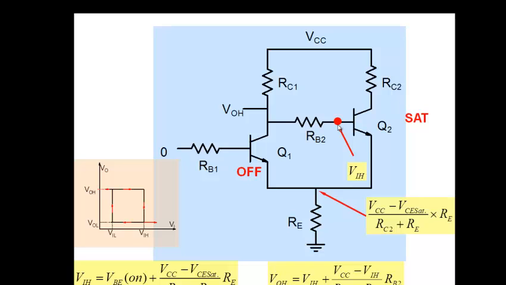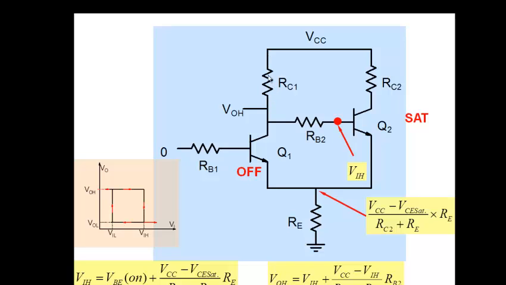So if this is VIH, now I'm talking about this portion here. If this is VIH, note that the current is flowing like this into the base. Transistor Q1 is off, Q2 is on, and the current is flowing here. And therefore, I can write what is V0H. At this particular point, note that V0H will be equal to VCC minus the drop in RC1.